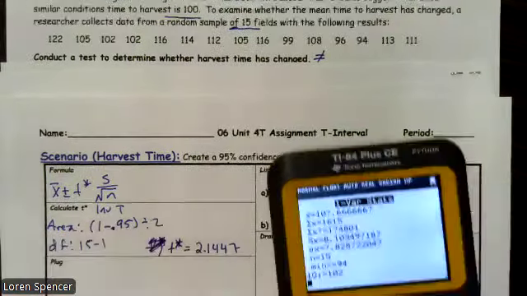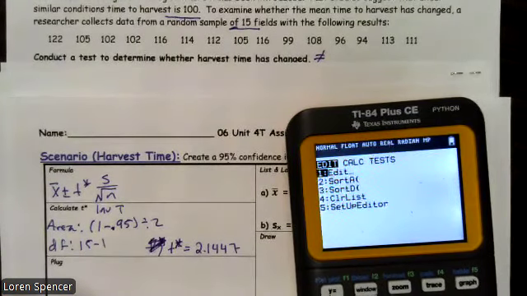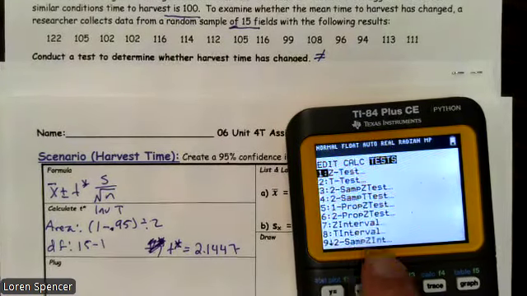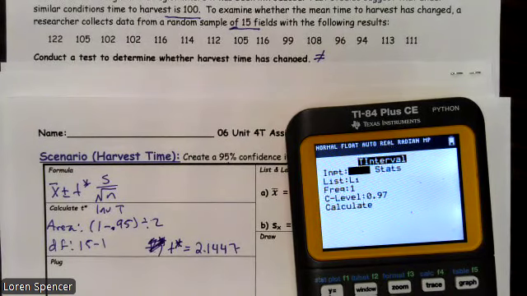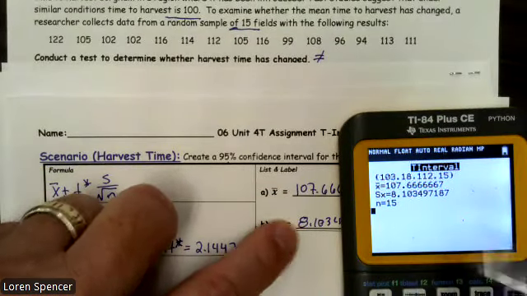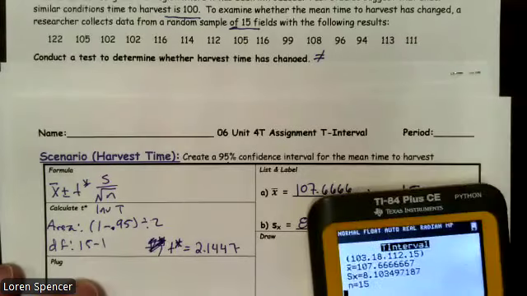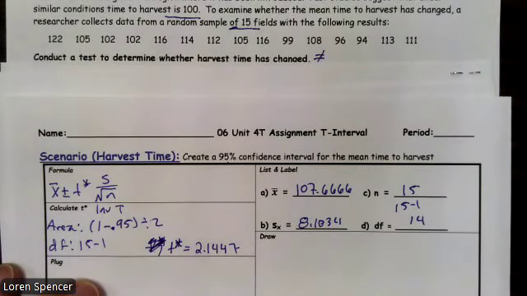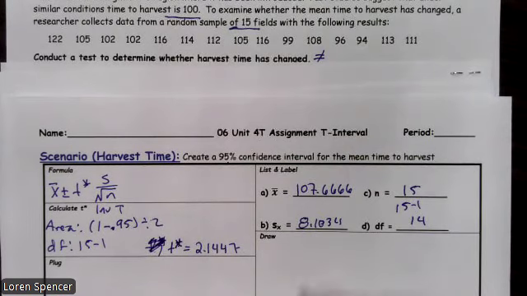Now, I could have gotten that same information by going stat, test, and dropping down to t interval. Data is in L1, change that confidence level to 0.95, calculate, and there it is, 107.66. There's my standard deviation. There's my sample size. Since I'm here, I'm going to go ahead and record my interval: 103.18 to 112.15. That's my lower, that's my upper.